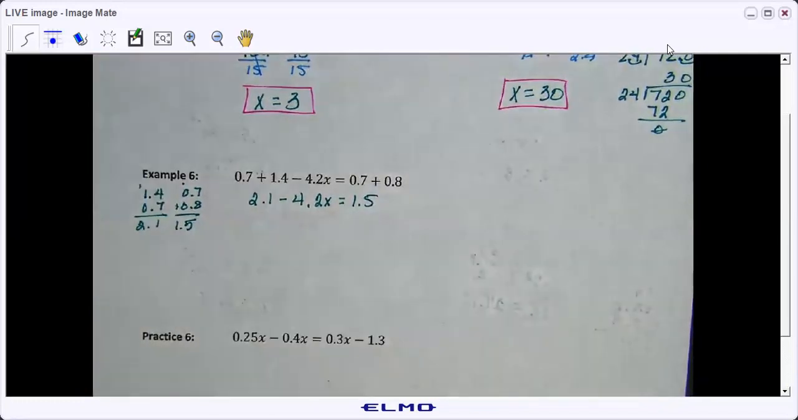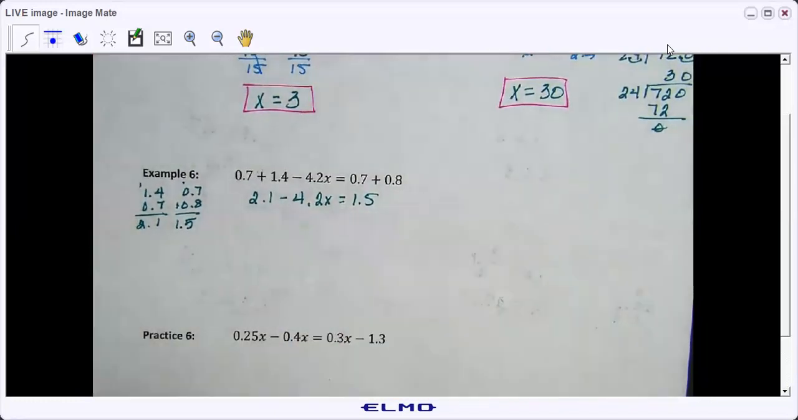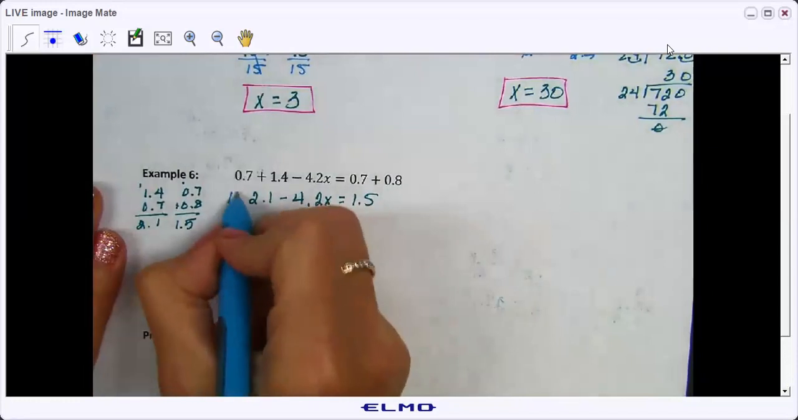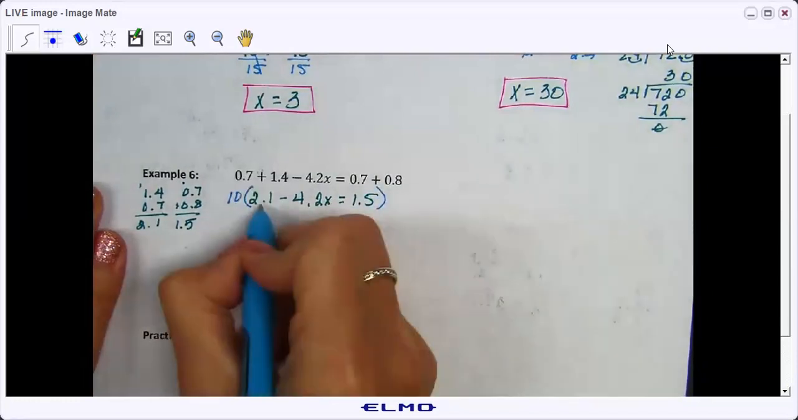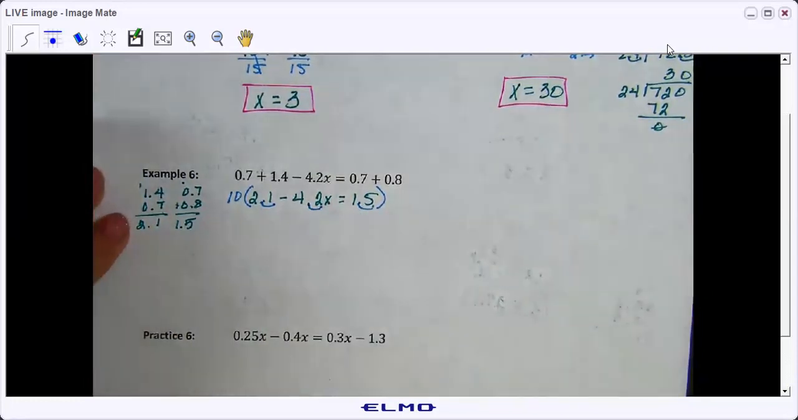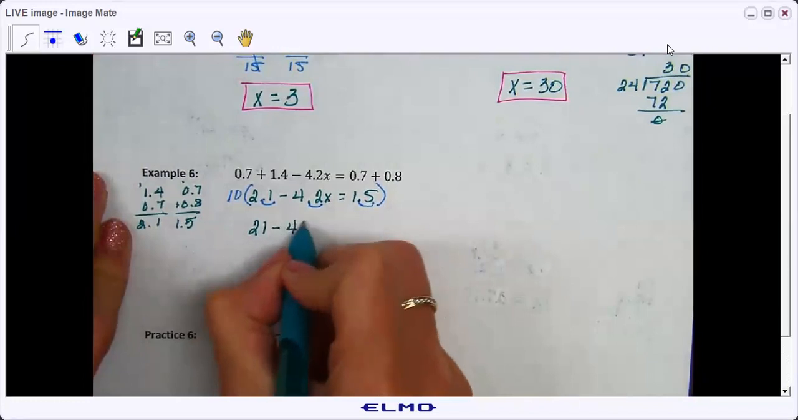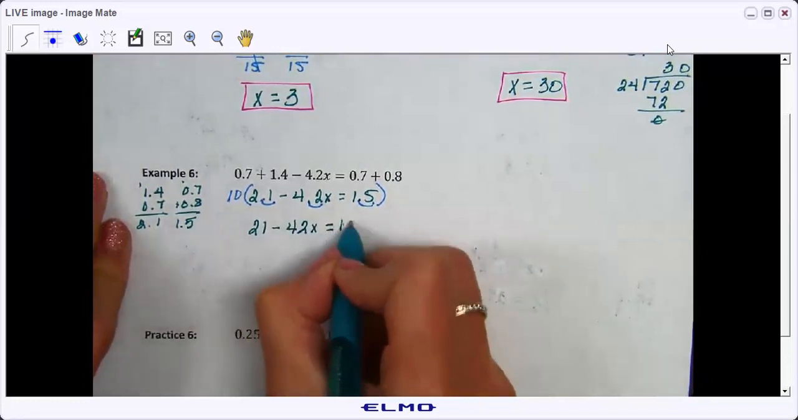Now, at this point, I'm going to go ahead and clear my decimals. Like I said, you could have cleared them at the top first. It doesn't matter which way. So what do I have to multiply this equation by to clear my decimals? 10. So I'm going to multiply everything by 10. When I do that, I just move my decimal over one place. And now I have 21 minus 42x equals 15.